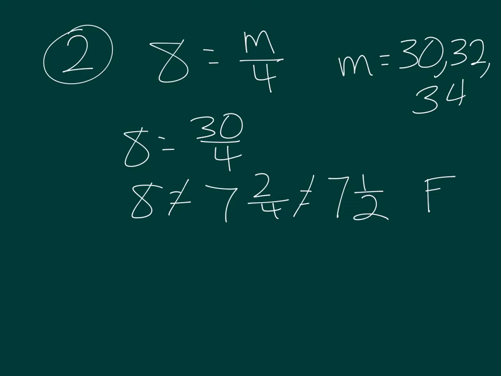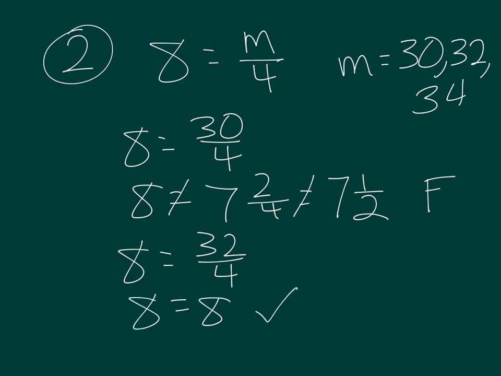That's a false. So let's move on to the next one. We'll move on to 32 and see if that works. 8 is equal to 32 over 4. Well, 32 over 4 is 8, so 8 is equal to 8. That checks. So we found the correct value. So in our answer blank, we would write m is equal to 32.